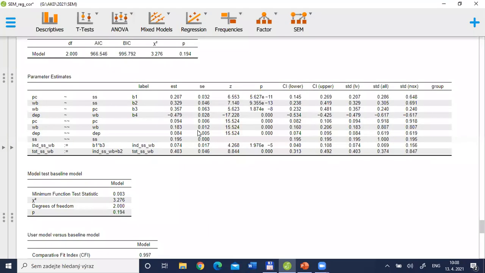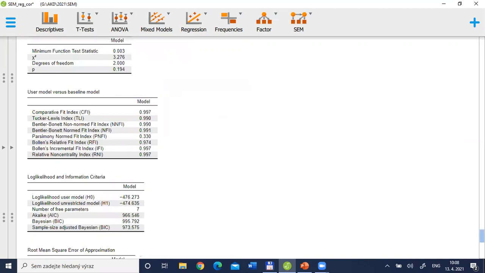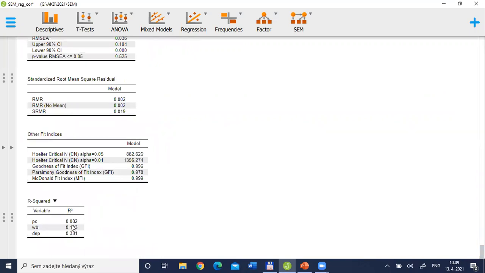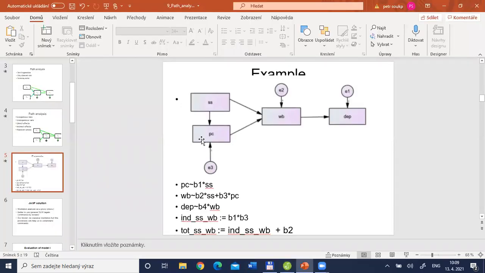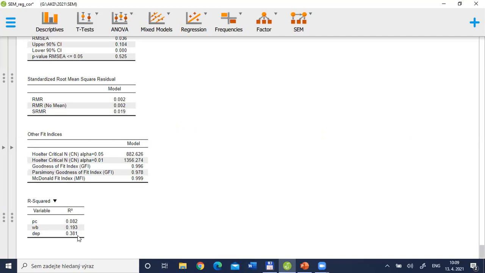We could compute these R-squares indirectly from these random errors in standardized version, but maybe it is much easier to go down and find here R-squared. So it means proactive coping is quite weakly described by my model, slightly less than 10%. Well-being is 2 times higher, approximately 20. And the best explanation, it's not a big surprise, as we know that this relationship was quite strong, is for depression, 0.381. So these are R-squares for depression, well-being, and proactive coping. So this is the next part of this evaluation.